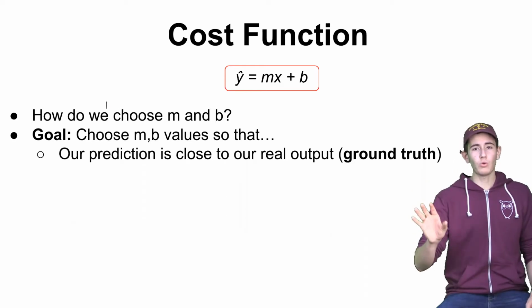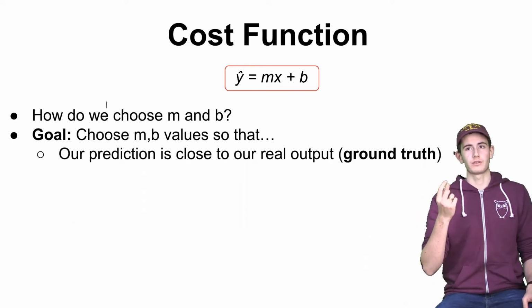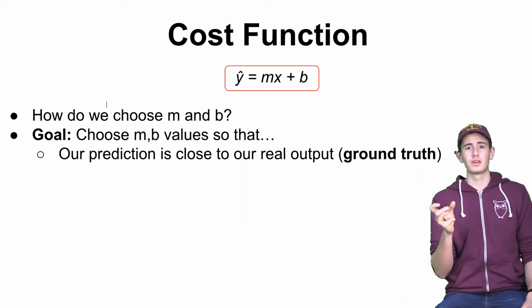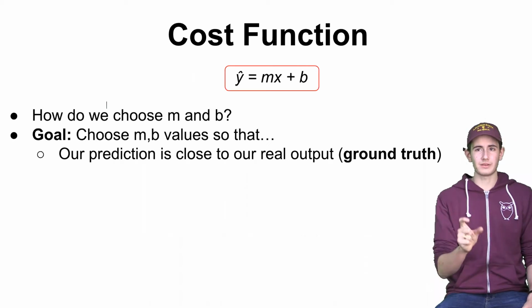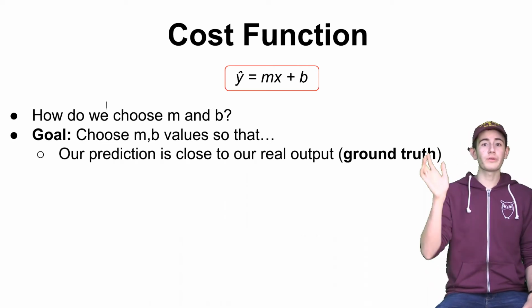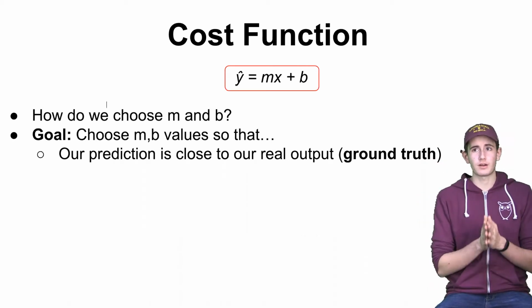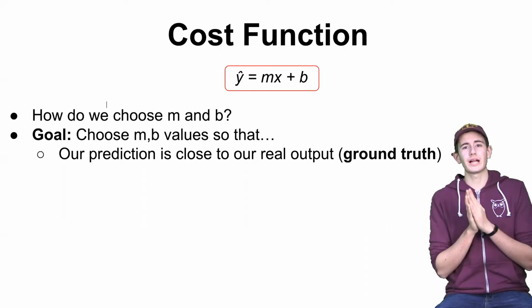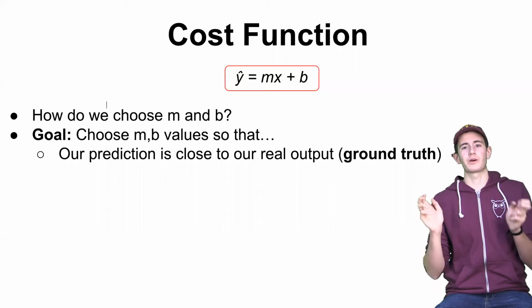Well, now we'll talk about a cost function. Our cost function allows us to choose the right values of m and b so that our predictions are as close to our real output as possible. And a real output can also be referred to as a ground truth.